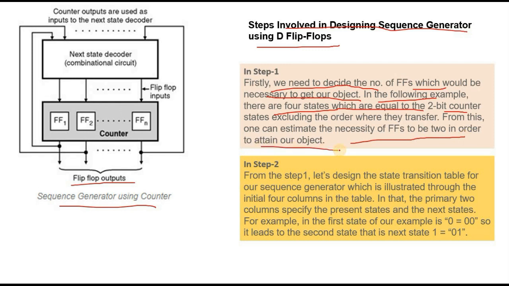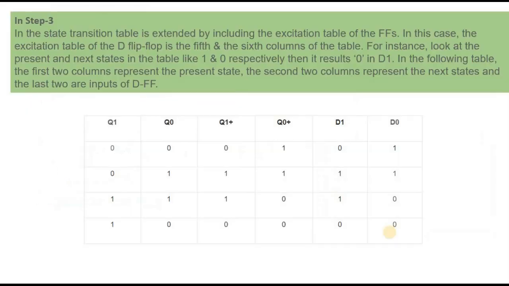From step 2, let's design the state transition table for the sequence generator. Through the initial 4 columns in the table, the primary 2 columns specify the present state, the next 2 columns specify the next states, and that's it. So now this is the actual procedure. These 2 are the present states, these 2 are the next states, and this is the flip-flop 1 output, flip-flop 2 output.